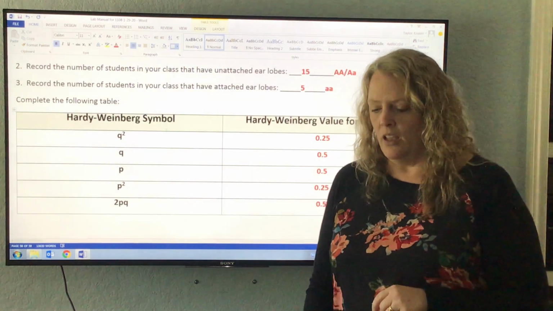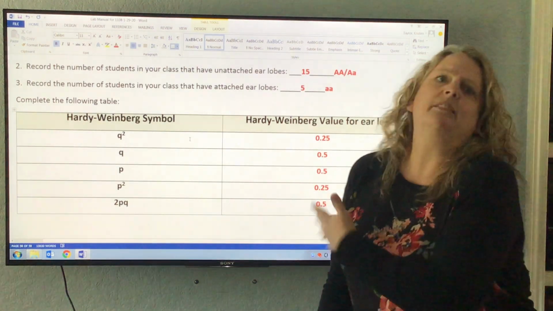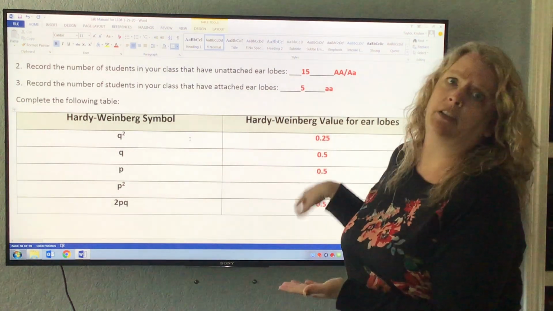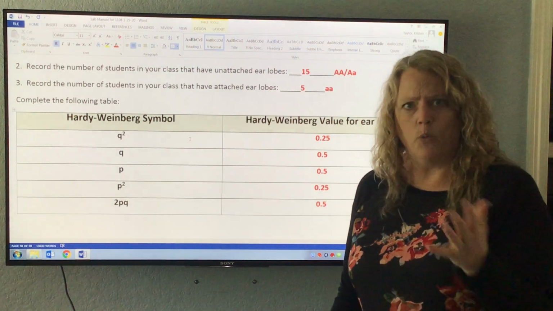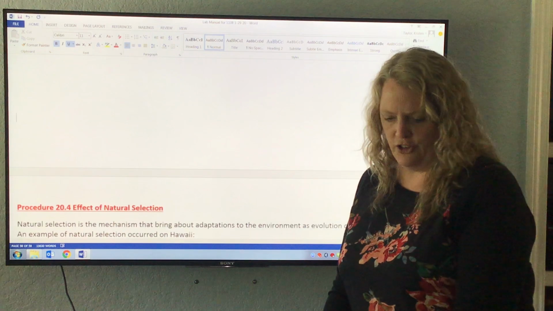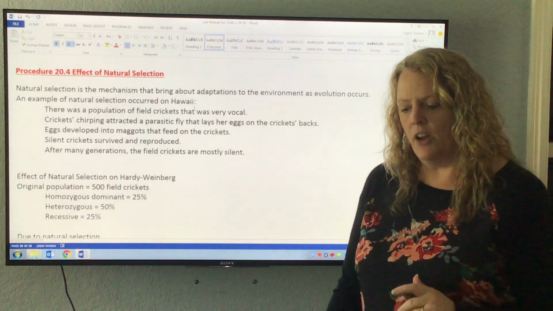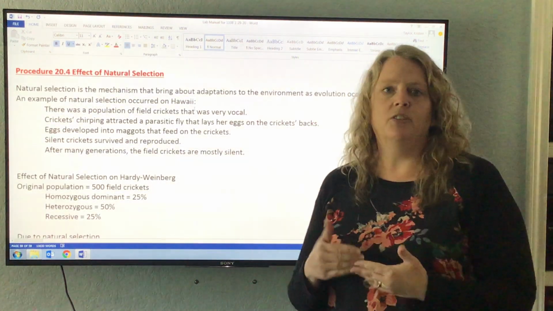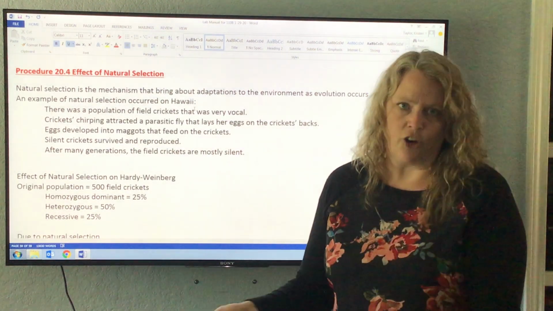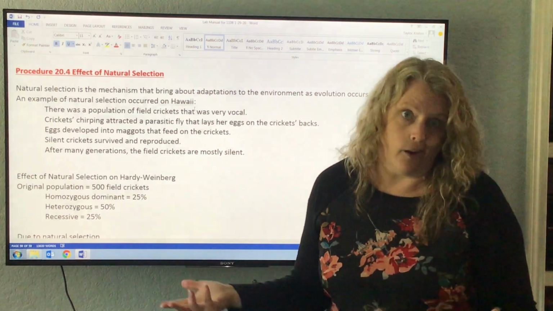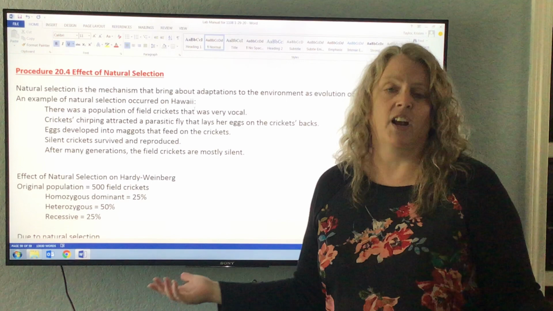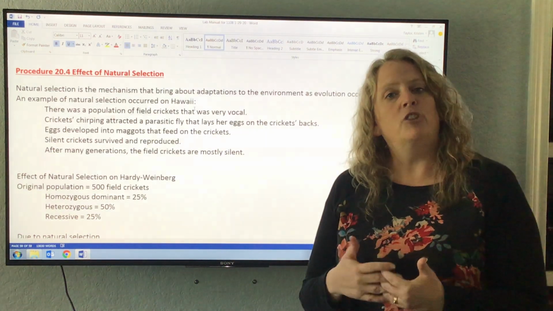Okay, so what does it mean? What do I learn from solving the numbers? In the real world, they would go out and research various populations, and they want to know: is this population of frogs, or deer, or polar bears evolving over time? Are they changing over time? That's where we would use the Hardy-Weinberg.